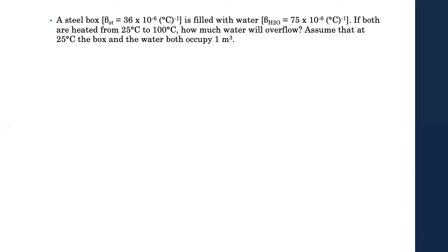So here's a question. A steel box, and I've given you the beta value for steel, is filled with water. There's the beta value for water. If both are heated from 25 to 100 degrees Celsius, how much water will overflow the steel box? You can assume that at 25 degrees, the box and the water both occupy 1 cubic meter. How are you going to go about answering this question?